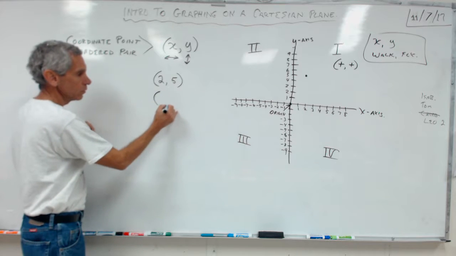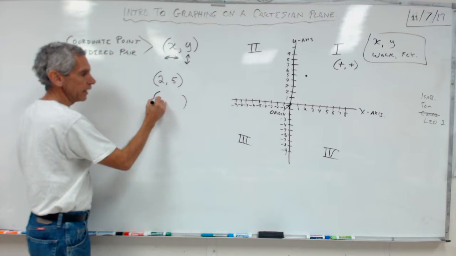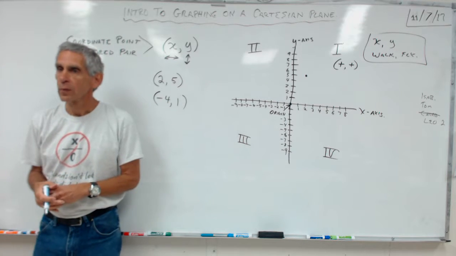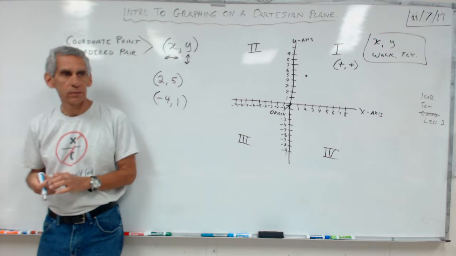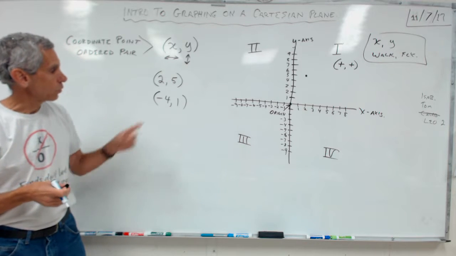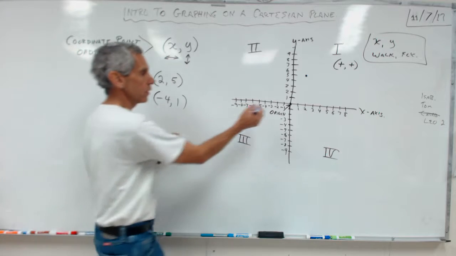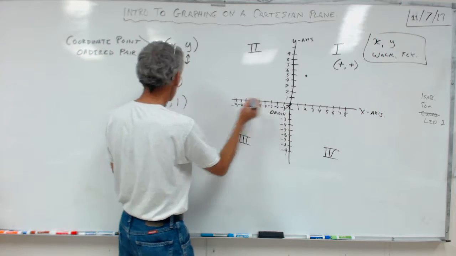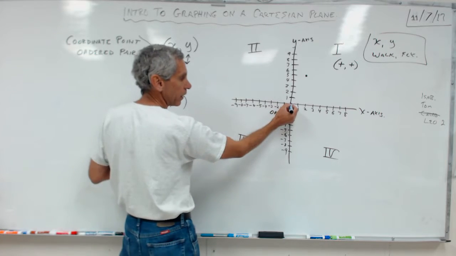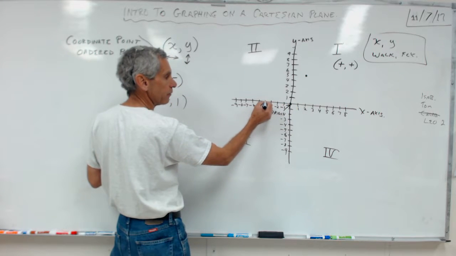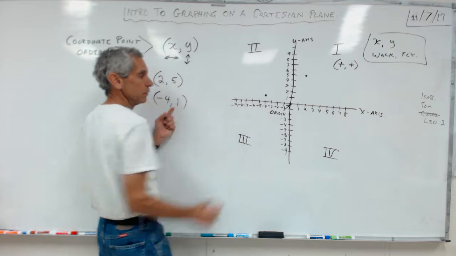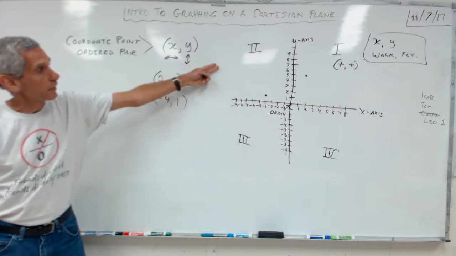So what if I asked you to do this? (-4, 1). What quadrant would that be in, Brisa? Two. So it would be 2. Okay, let's try it. -4. Remember, we walk before we fly, right? We walk before we fly. So we're going to go 4 to the left, and then we go up 1, dot, right? So that is clearly in quadrant 2.